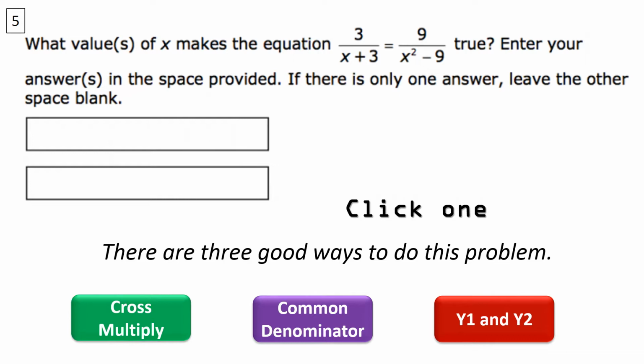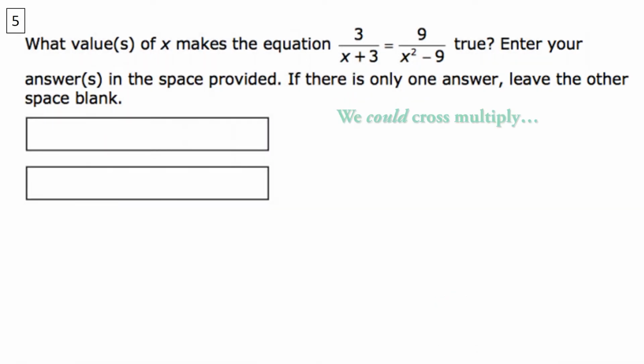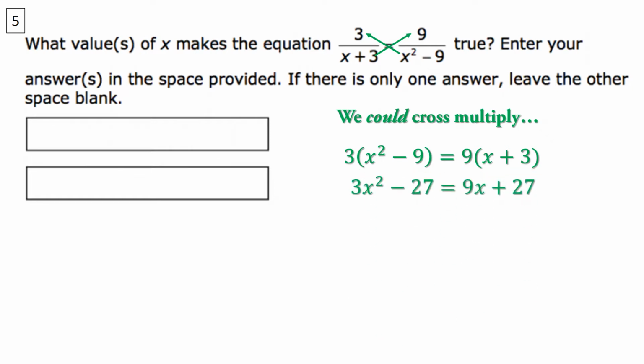We're going to start with the cross multiplying. A lot of people look at this and say fraction equals a fraction. I want to cross multiply it, and it's not a bad choice. So let's cross multiply. So we could cross multiply, which means the bottom of each fraction times the top of the other fraction, which leaves me with 3 times x squared minus 9 equals 9 times x plus 3. Well, what's next? We distribute. 3x squared minus 27 equals 9x plus 27.